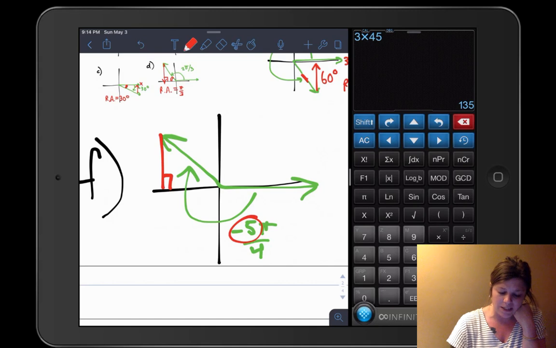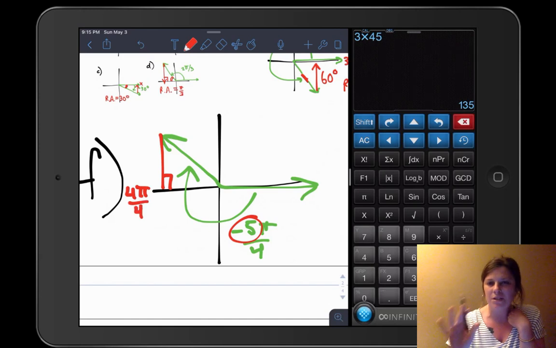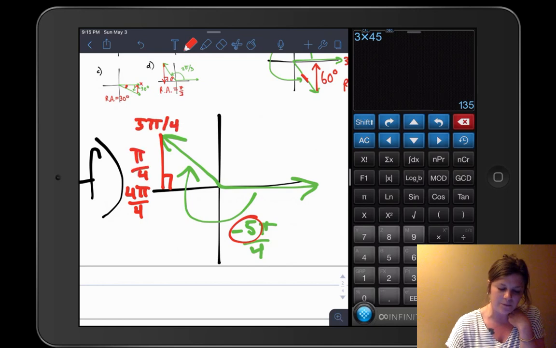Well, I know that it's 5 pi over 4, right? So this is 4 pi over 4 to get here, and we'll go into this more. This is just one strategy. And so then this must be 5 pi over 4 here, so I know it's pi over 4.